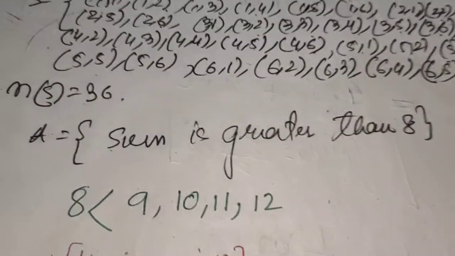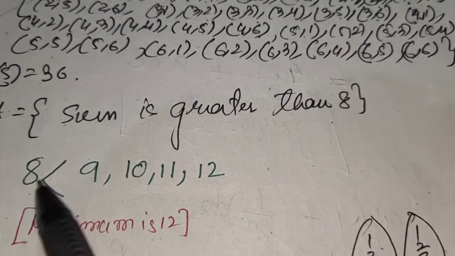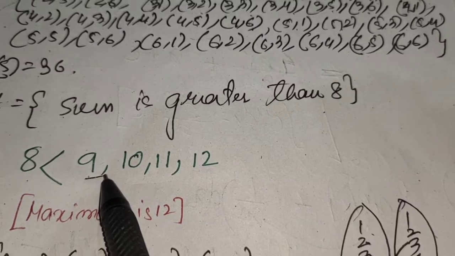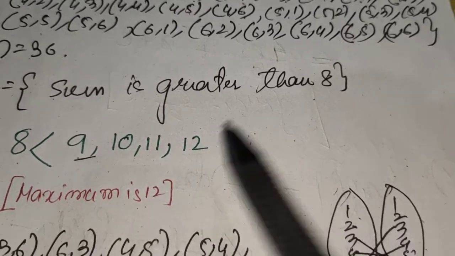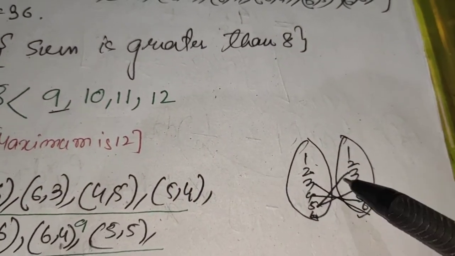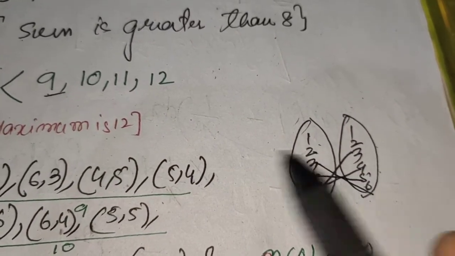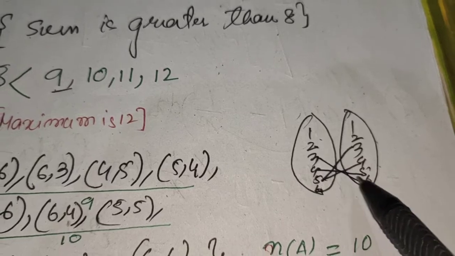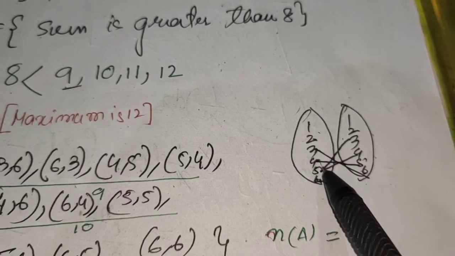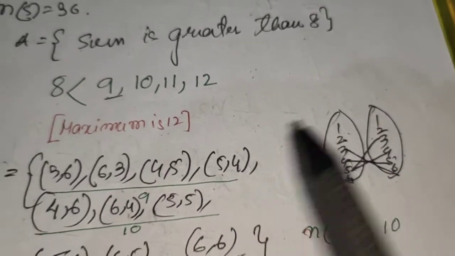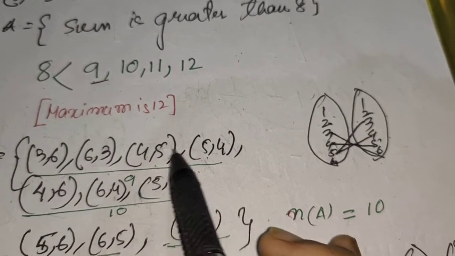Now what is given in the question as A? A is given: sum is greater than 8. Sum greater than 8 means the total sum could be 9, or 10 or 11 or 12. Sum means the sum of the two outcomes. Let me show you how we get 9. If I add 3 plus 6, it is 9. Then obviously 6 plus 3 is also 9. Then 4 plus 5 is 9, and 5 plus 4 is also 9. These 4 options are for sum total 9.